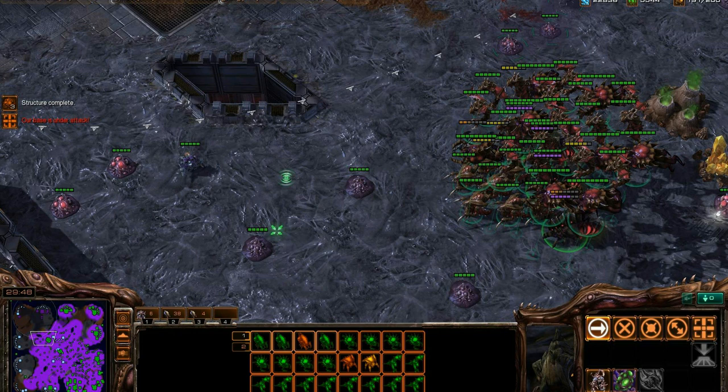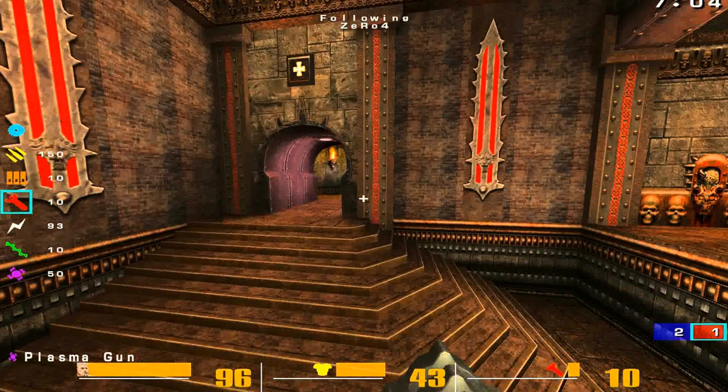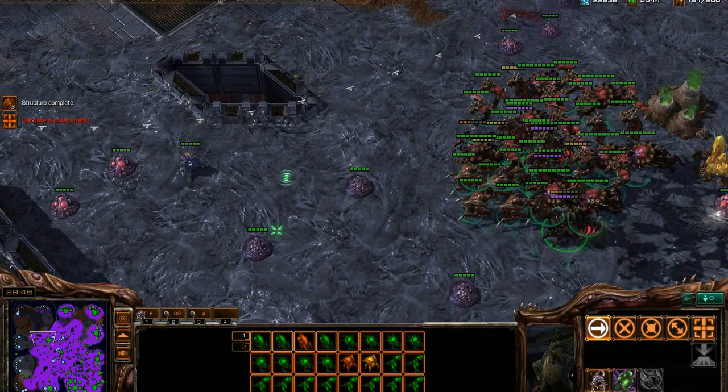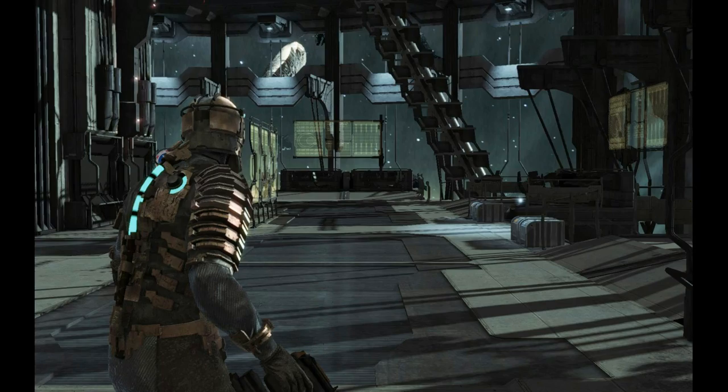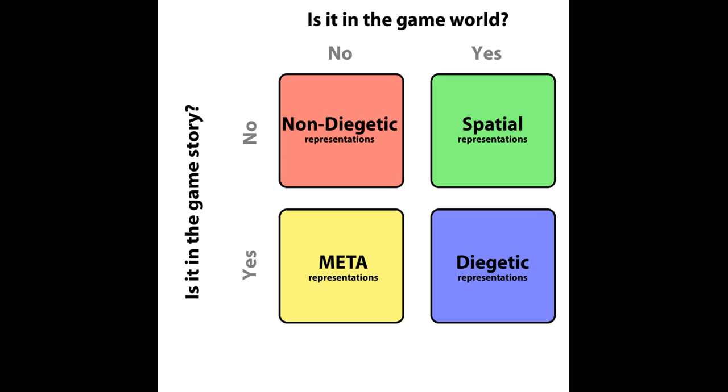So there's something to keep in mind when you're making a next game or a next project for school or whatever. Think about the feedback that you're going to give the player, be it graphical, be it sound, be it animation, and ask yourself these simple two questions. Is it in the game world, and is it in the game story? And base your HUD design on the answers to those two questions. So, is it in the game world? Yes. Is it in the game story? Yes. Then probably you want to use a diegetic.